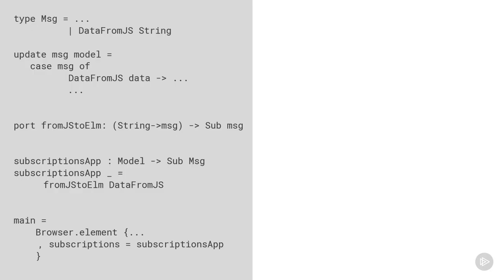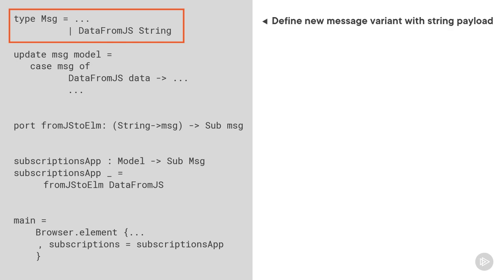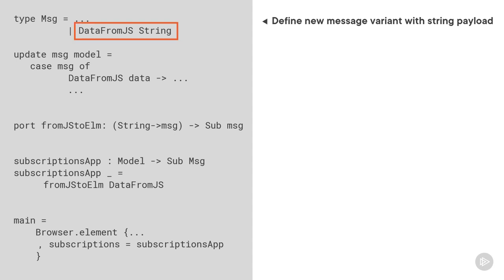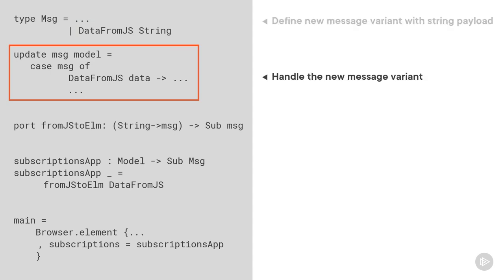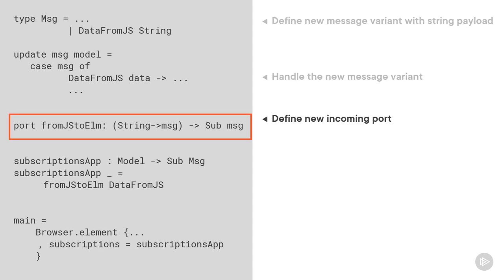Here are the critical pieces of Elm code on how to receive data from JavaScript. First, we need to define a new message variant which will carry the data received from JavaScript code. We expect to receive a string, so the message variant has a string payload. Second, we need to handle the new message variant in the update function, just like we handle all other message variants.